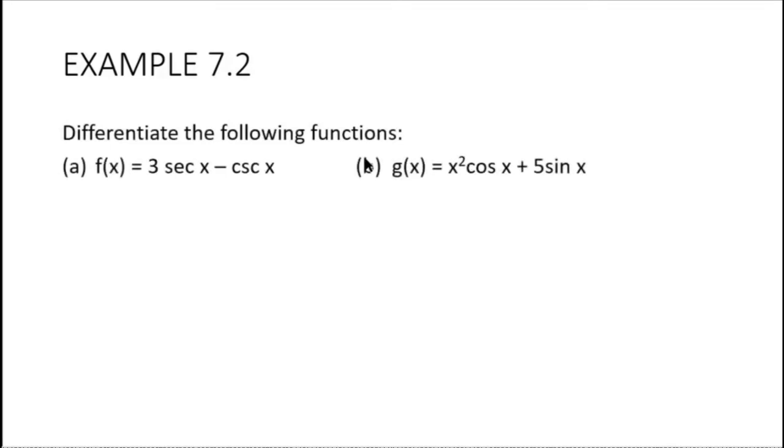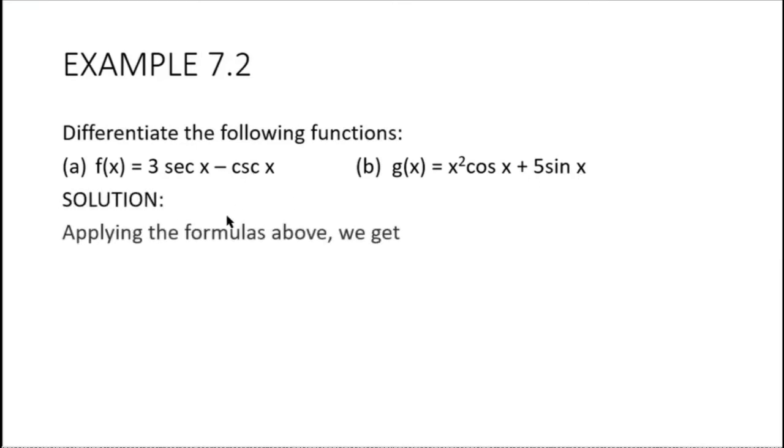Okay, so example 7.2, still under rule number 7. Differentiate the following functions. Letter A, the function f of x equals 3 secant x minus cosecant x. And the other one, letter B, g of x is equal to x squared cosine x plus 5 sine x. Okay, so let's start with letter A.